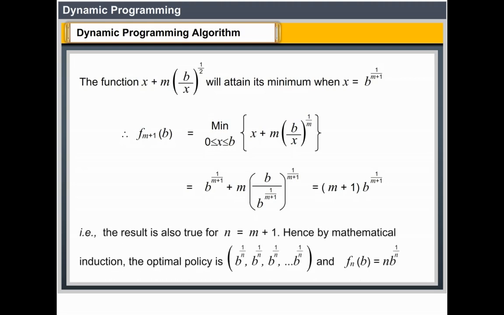That is, the result is also true for n equal to m plus 1. Hence, by mathematical induction, the optimal policy is b power 1 by n, b power 1 by n, and so on, b power 1 by n, and fn of b equals n into b power 1 by n.